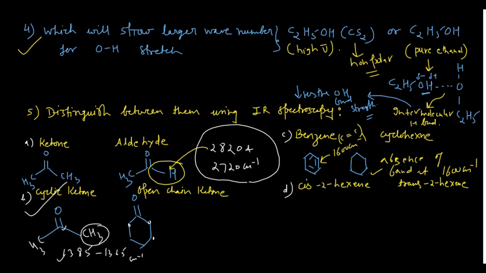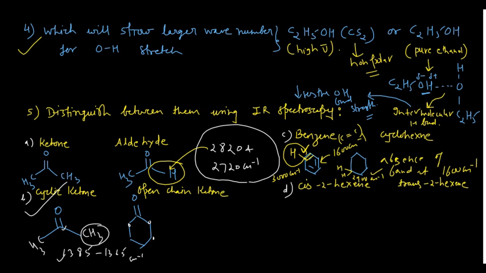Aromaticity is there. And another way you can think: hydrogen is also connected to this ring. So this CH stretch, which is connected to this double bond, will happen at 3000 centimeter inverse. But these CH stretches will occur at 2900. So you can apply this approach also.